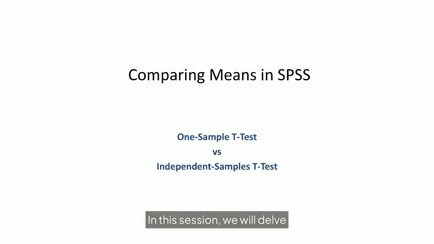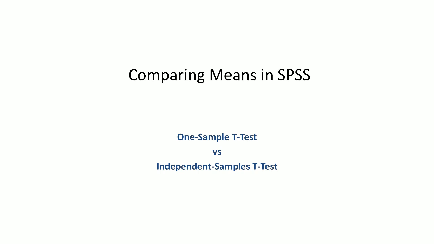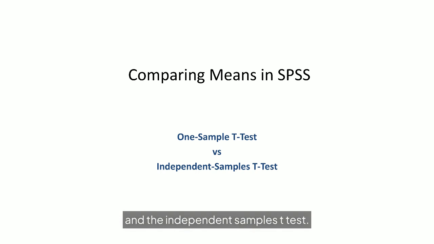In this session, we will delve into comparing means using SPSS. Specifically, we'll explore the one-sample t-test and the independent samples t-test. These statistical methods are essential for analyzing data and drawing meaningful conclusions. Let's understand how they differ and when to use each test.